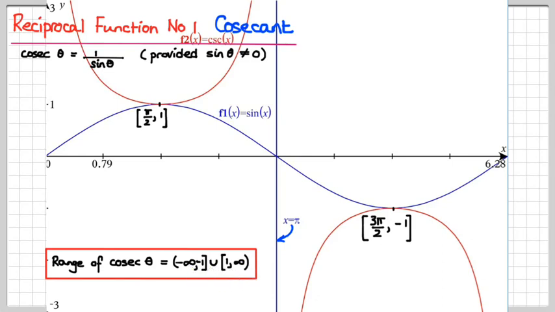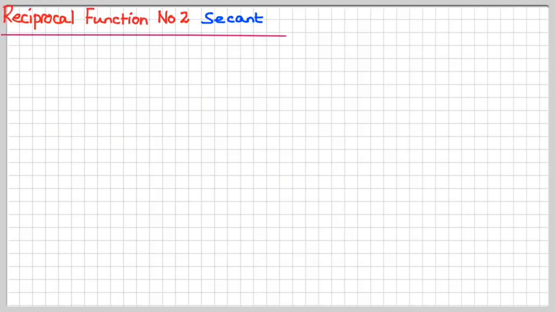So it's not defined within this no man's land, from there up to there, from minus 1 to plus 1, y values non-inclusive. Yeah, you get that? Alrighty, so that's cosec, the first star of the show. Let's keep going. What do we got?